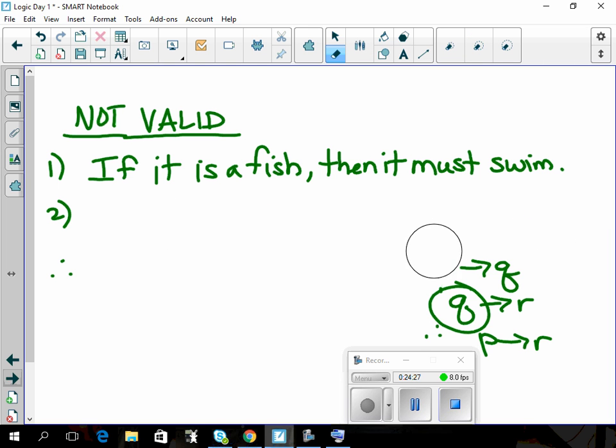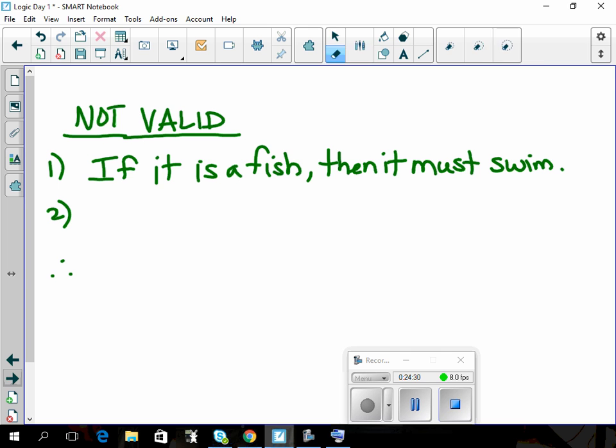Okay? So let's take this example and make it not valid. What would a not valid look like in this case? It would say, if it's a fish, then it must swim. We'll say, Mrs. Macker swims. Actually, who's going to be the lifeguard? Sarah's going to be the lifeguard, right? So Sarah and Carter, well, we're going to have a whole class full. Okay, so Sarah swims.